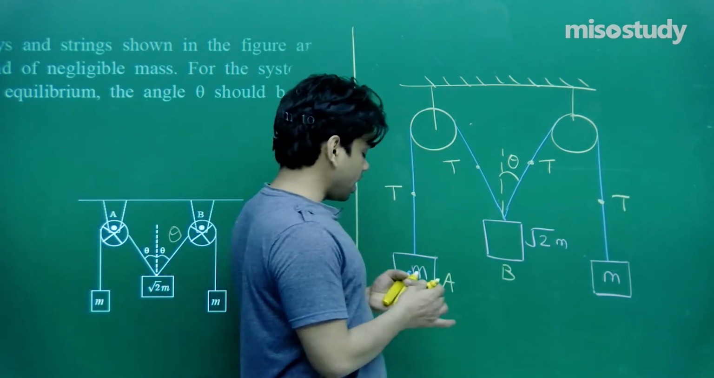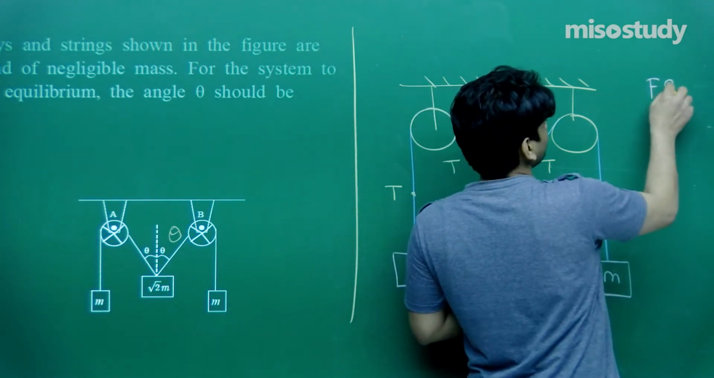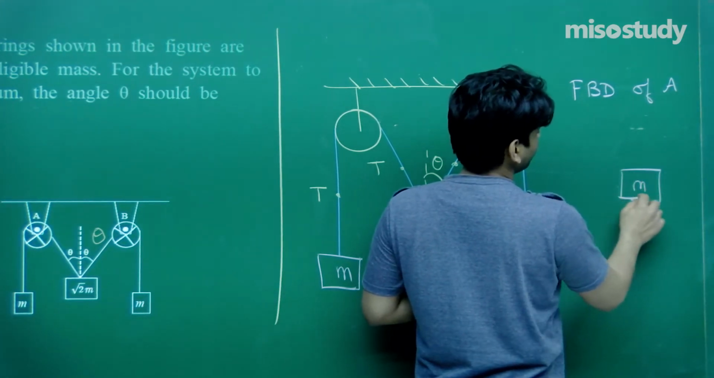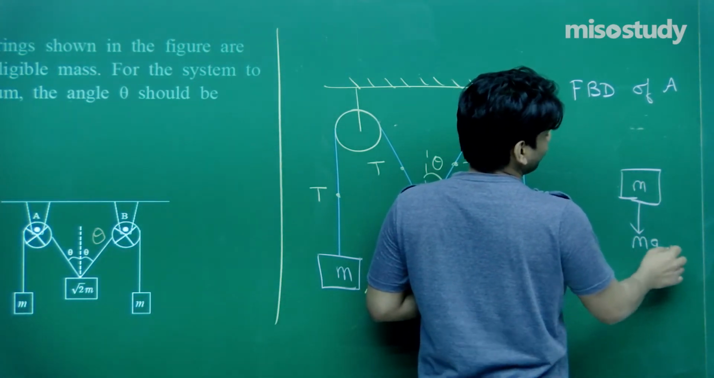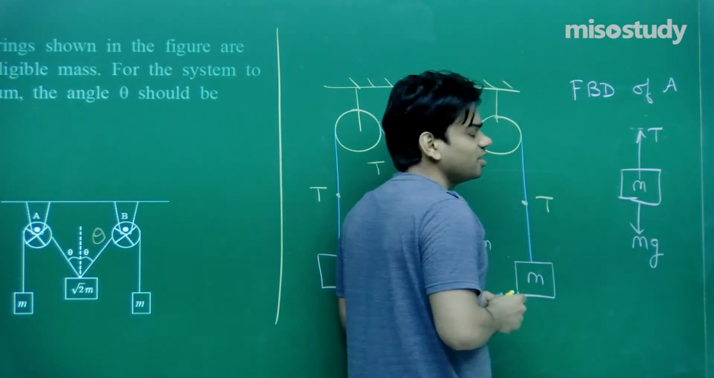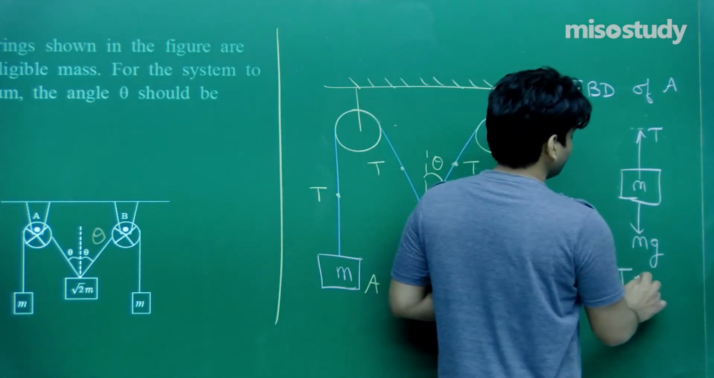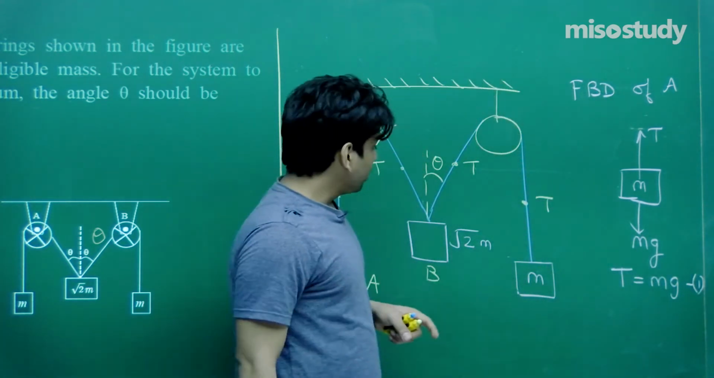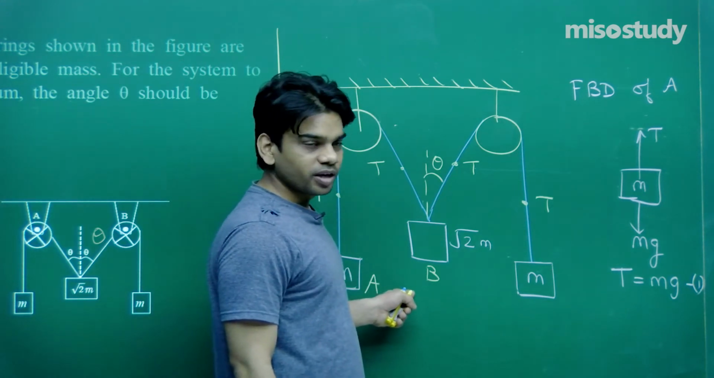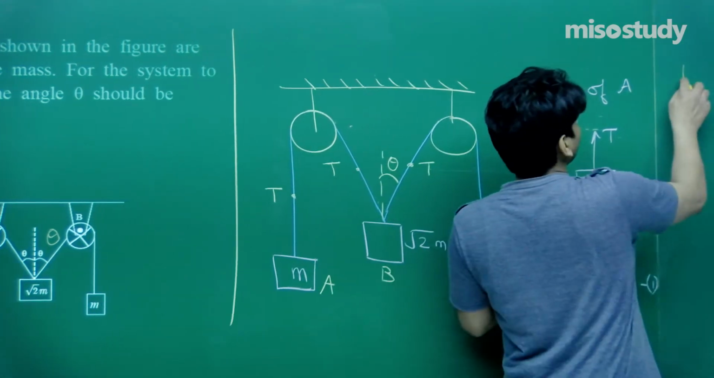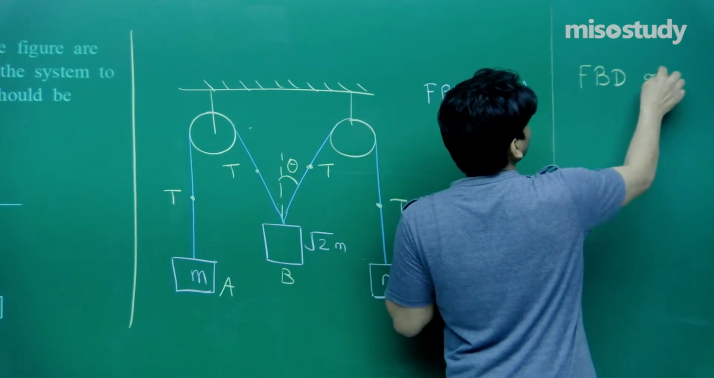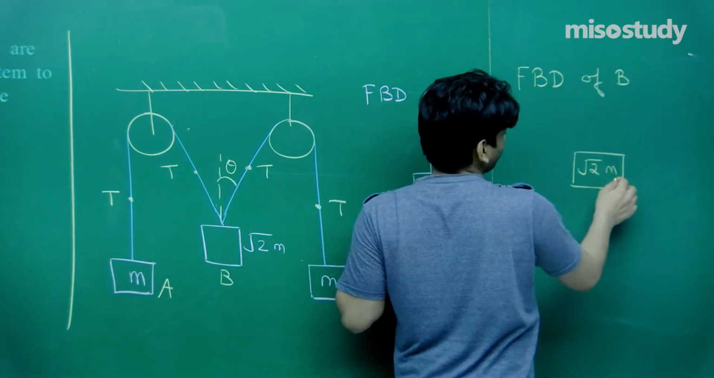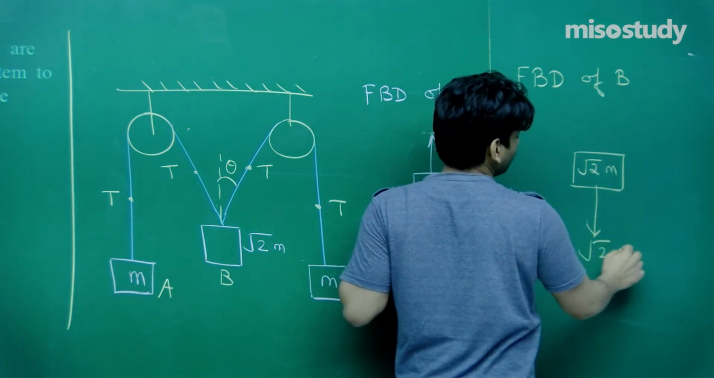For free body diagram of A, I'll be having this block of mass m, force due to earth acting as mg, tension in the string that is T. So we easily obtain that tension will be equal to mg. Equation number 1 obtained. If we make FBD of this block B, everyone look here. If we make FBD of block B, so we have an object of mass root 2m. The forces acting on this is root 2 mg.